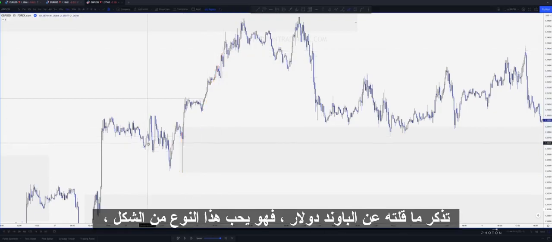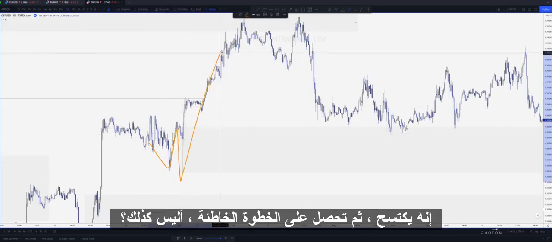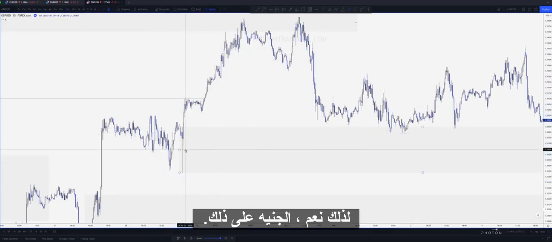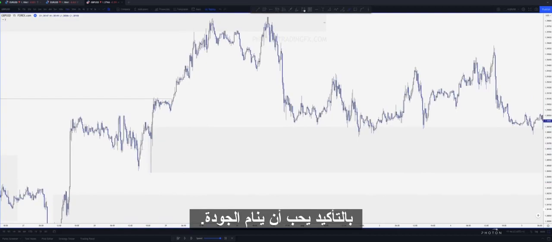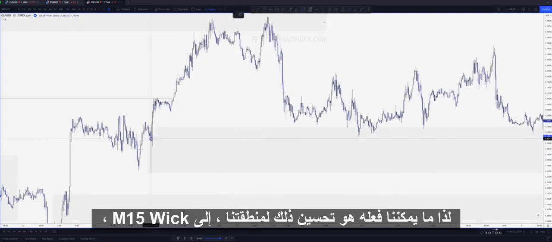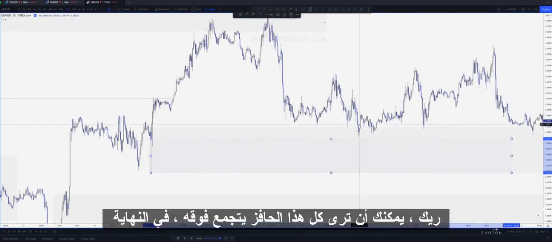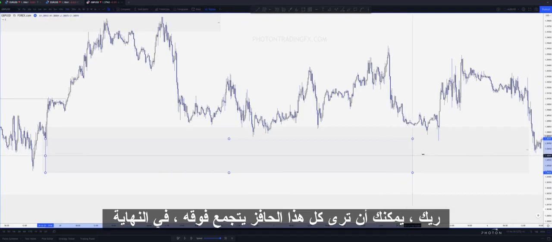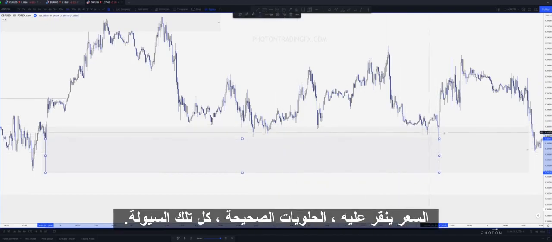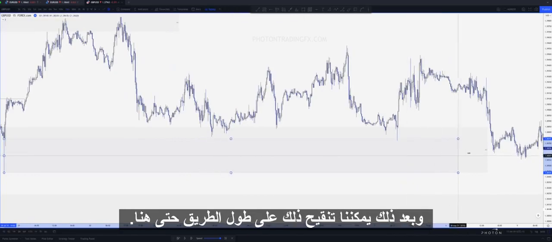Remember what I said about pound dollar? It loves to form what looks like that higher low, and then it comes down, it sweeps it, and then you get the real move. So yeah, pound dollar absolutely loves to sweep liquidity. What we can do is refine that 4-hour zone to this M15 wick. But even that is quite a large wick. You can see all of that inducement building above it. Eventually price taps into it, it sweeps all of that liquidity, and then you get that aggressive move away, and then we can refine that all the way over to here.